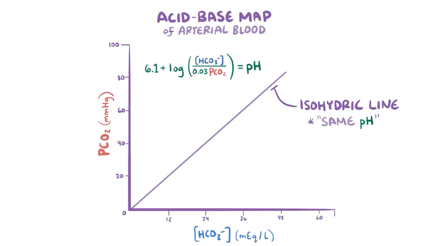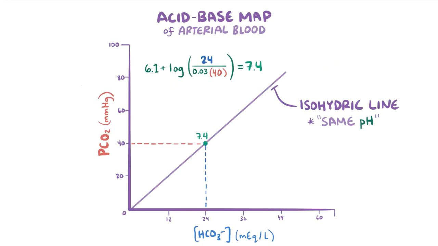so isohydric. For example, let's say the bicarbonate concentration is 24 milliequivalents per liter, and the partial pressure of carbon dioxide is 40 millimeters of mercury. According to the Henderson-Hasselbalch equation, that would give us a pH of 7.4.